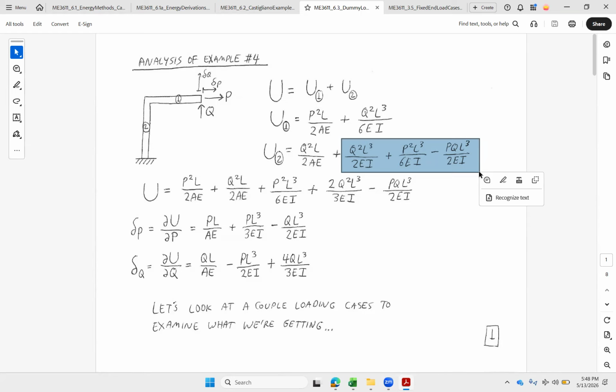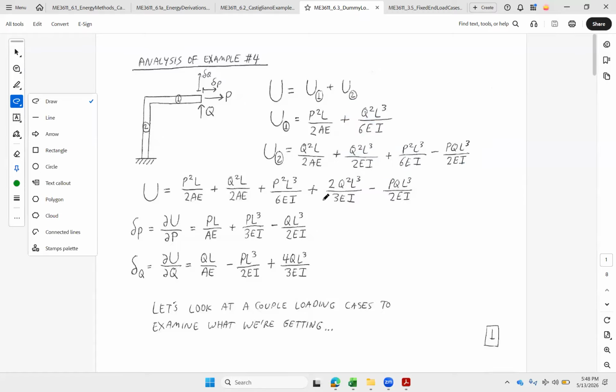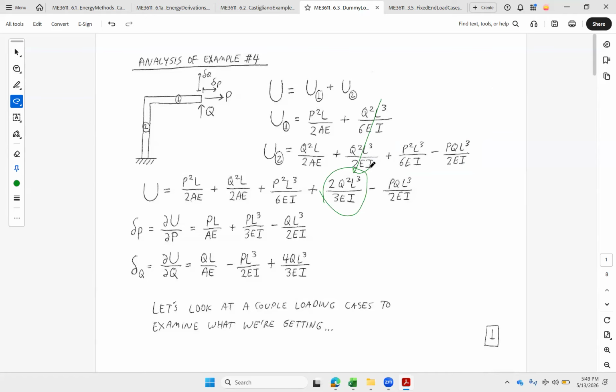So the middle 2 terms right here can combine down. These 2 together can combine to make this one. Everything else will just leave separate. So these 2 together, go with that, 5 terms, right? And then we take our displacements, delta P, du dp. PL over AE, we got PL cubed over 3EI, and then we get a minus QL cubed over 2EI.